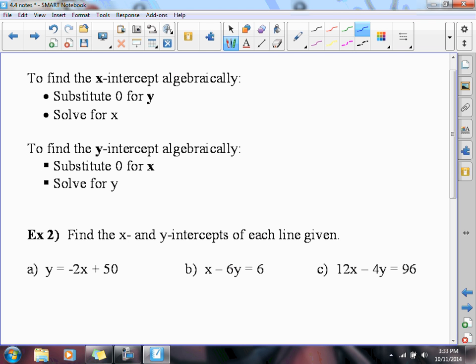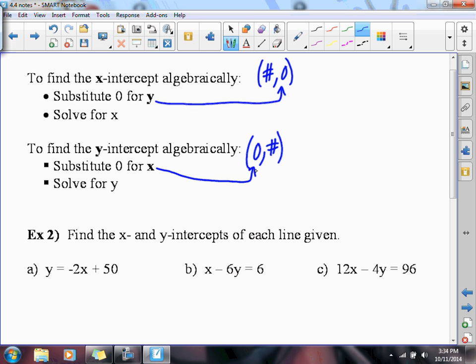And then to find the y-intercept, you do the opposite. You substitute 0 in for x and solve for y. Now again, remember, the reason that we do that is because for an x-intercept, it's a number and then 0. So 0 is in the y spot in that ordered pair. So y is 0 for your x-intercept. And remember, for the y-intercept, it's 0 and then a number. So we substitute in 0 for x because 0 is that x value in the ordered pair for a y-intercept.